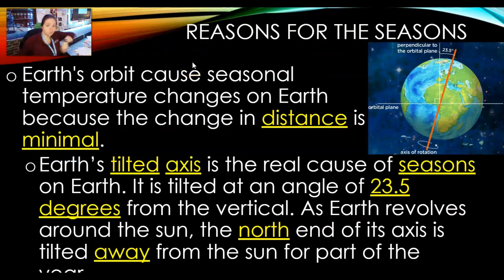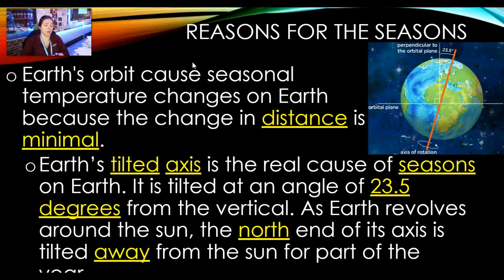All right. So the reason that we have seasons. Earth, we already know that Earth orbits the sun, which causes temperature change. Here's the Earth. It orbits, rotates, or revolves around the sun. As it does this, it doesn't go in a perfect circle like you see right here. It does an elliptical orbit, and because of that, sometimes the Earth is closer to the sun, sometimes it's farther away. So there is a change in distance.